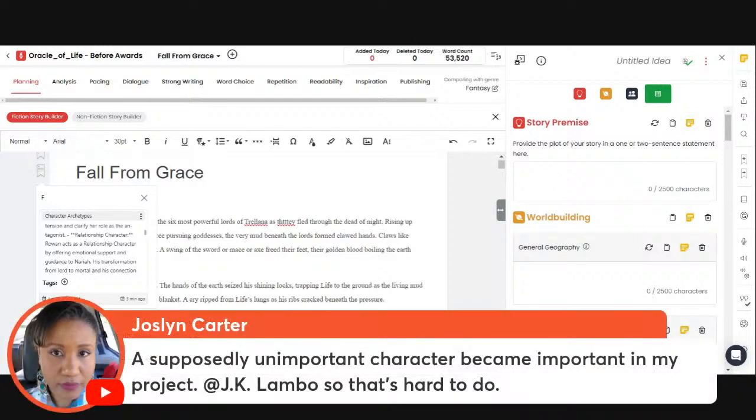A supposedly unimportant character became important in my project, so that's hard to do.